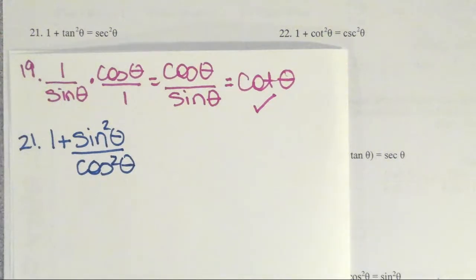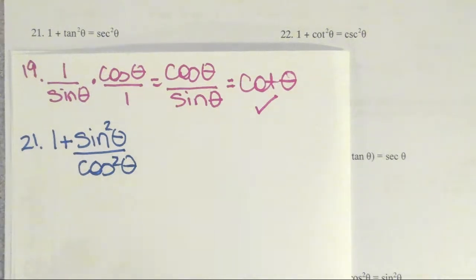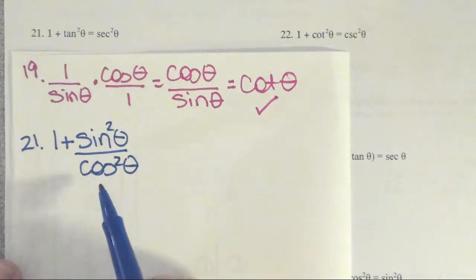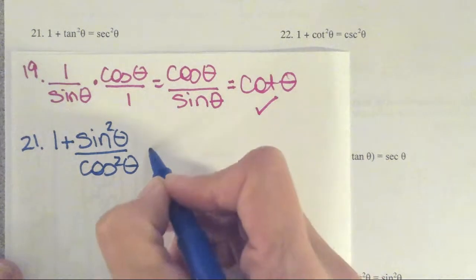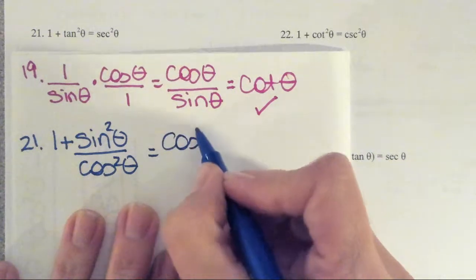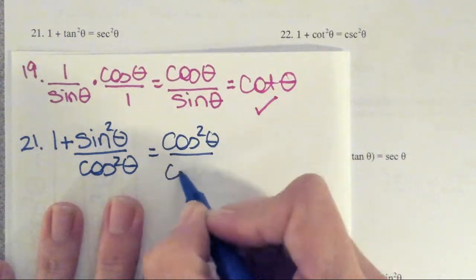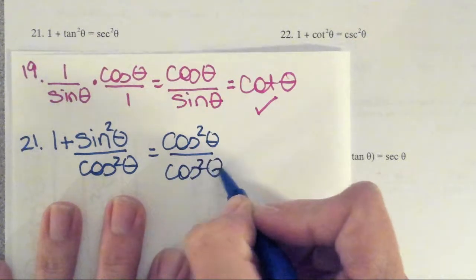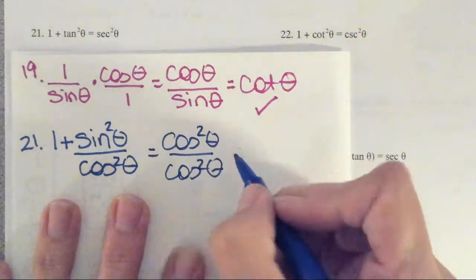So that's step 1. Rewrite everything in terms of sine and cosine. Well, now I'm trying to add 1 to a fraction, so I have to get a common denominator. So my denominator is going to be a cosine. The only way to get 1 with a cosine is cosine squared over cosine squared. Because anything divided by itself is 1.